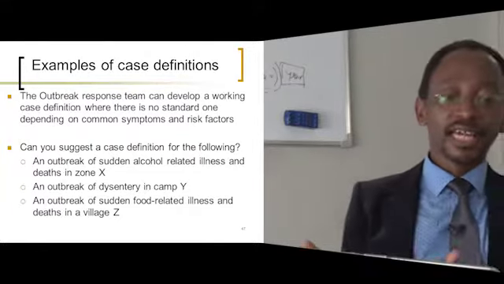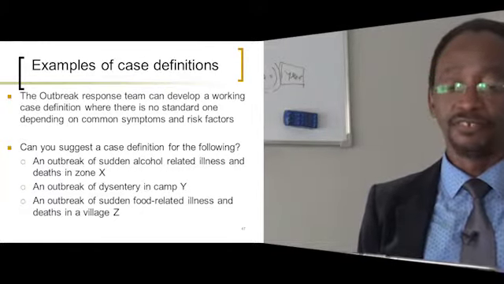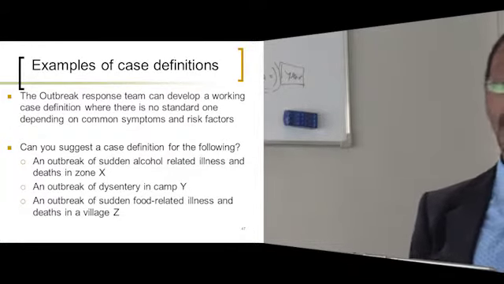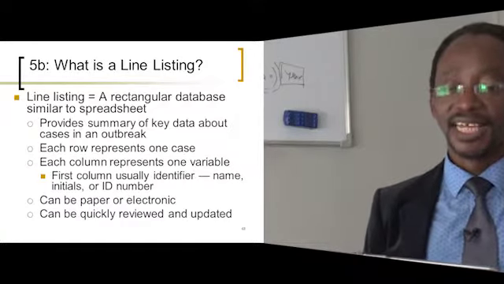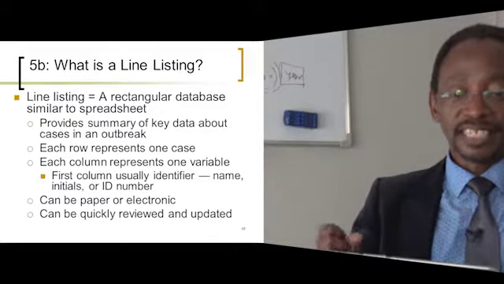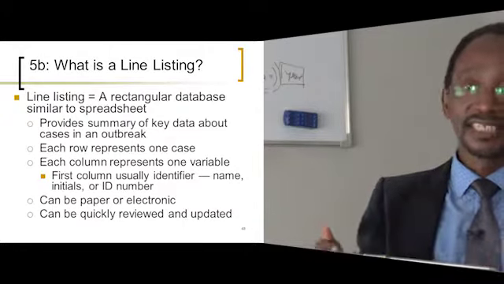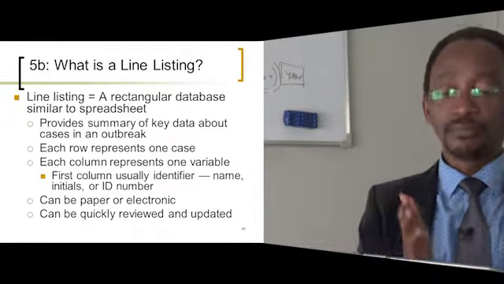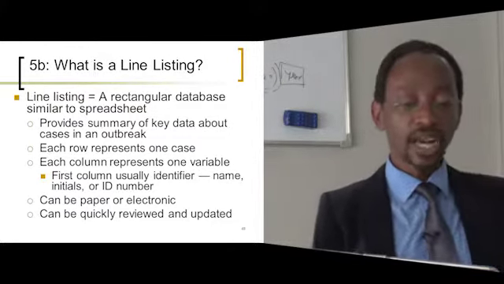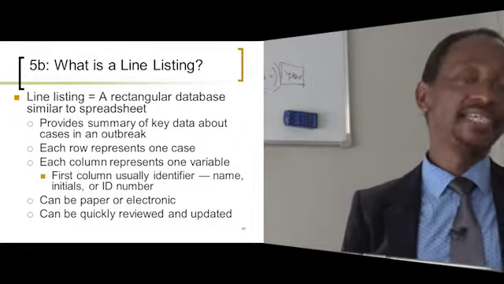So think about a case definition for dysentery and another one for food-related illness in a certain village. Now, still under this same intervention, we have to line list the cases. A line list is a rectangular database in form of a spreadsheet, and it provides a summary of key data about the cases in an outbreak. Each row represents a case. Each case takes a row, and each column represents a variable of interest that we would like to assess. And usually the first column is an identifier, a code, either a name or initials or ID number.